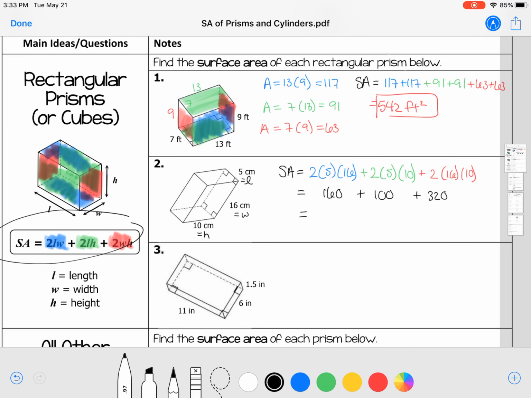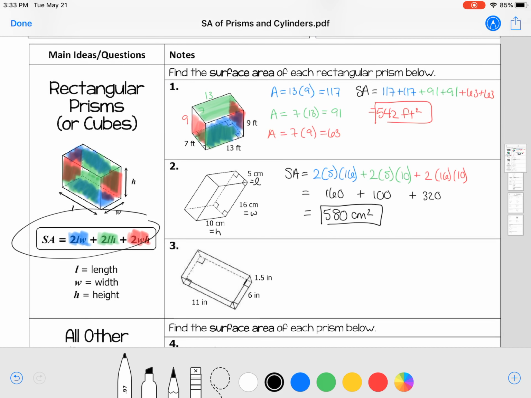And so when I add all those pieces together, I'm going to get 580. And again, this is surface area, so it's really just area. So I'm looking for my units to be squared centimeters. Okay, and so that's how you do rectangular prisms or cubes.